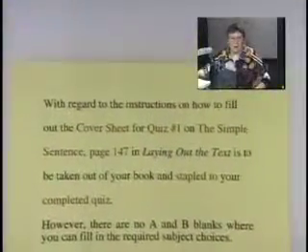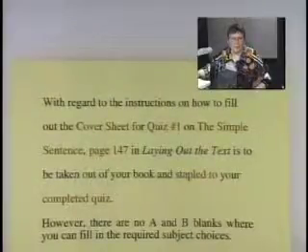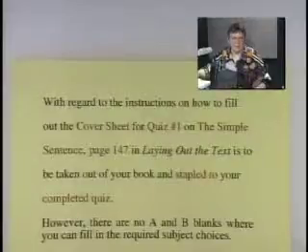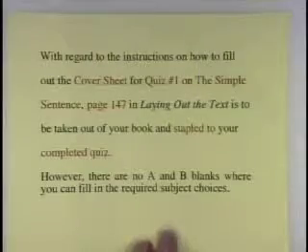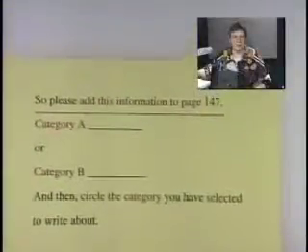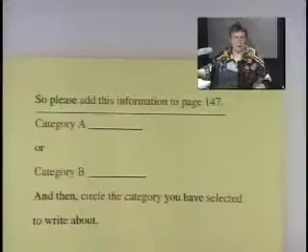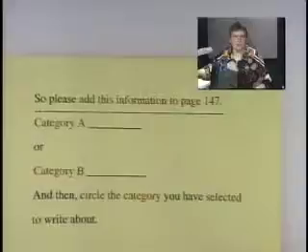And I wanted to make a note that with regard to the instructions on how to fill out the cover sheet for quiz number 1 on the simple sentence, page 147, in laying out the text, that is to be taken out of your book and stapled to your completed quiz. But there are no A and B blanks where you can fill in the required subject choices. So please add this information to that cover sheet on page 147. Just put down in ink category A, fill it in, or category B, fill that in, and then circle the category that you've selected to write about.